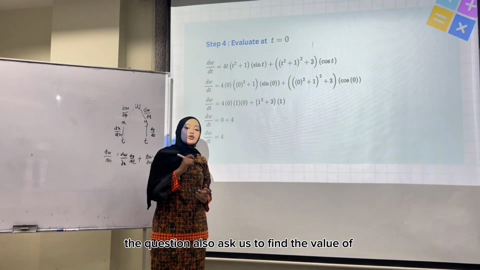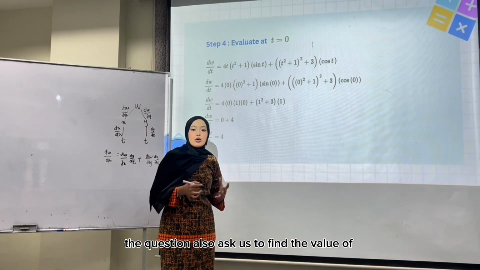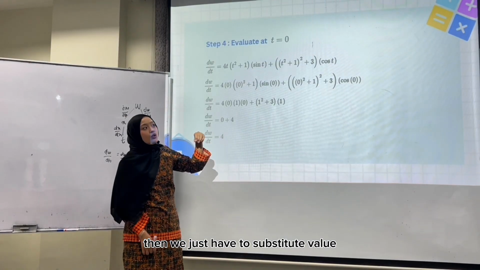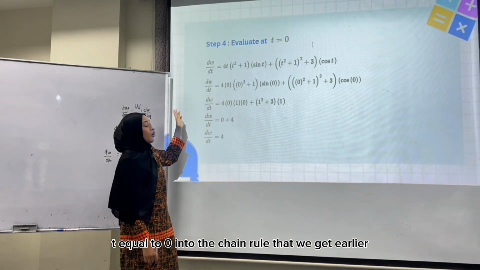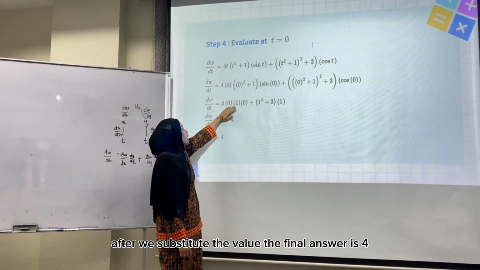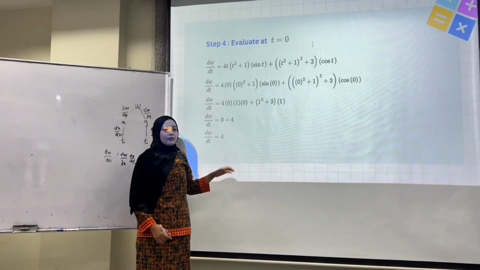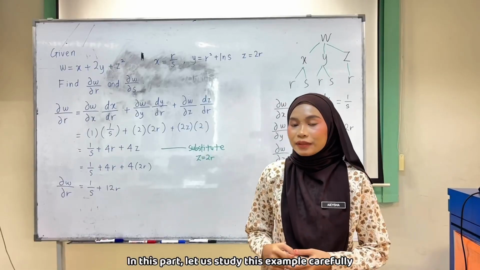After that, the question also asks us to find the value of dw over dt at t equal to 0. Then we just have to substitute the value t equal to 0 into the chain rule that we got earlier. After we substitute the value, the final answer is 4. In this part, let us study the example carefully.